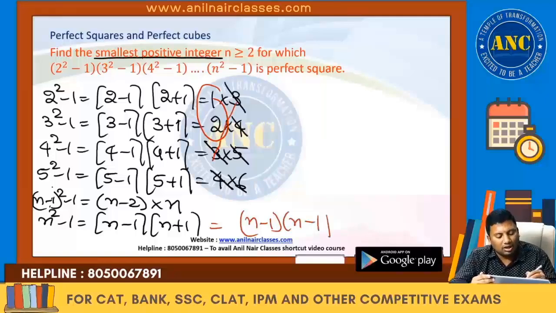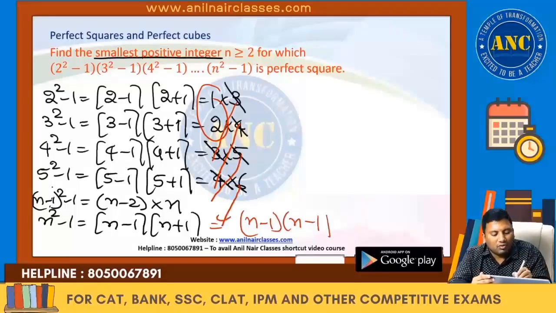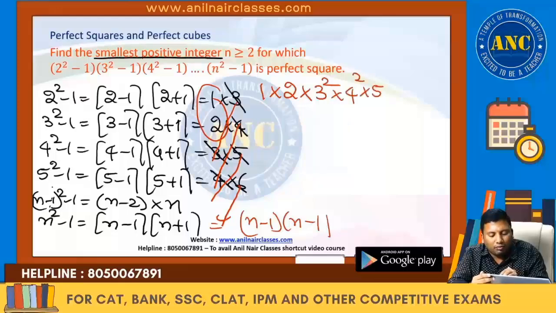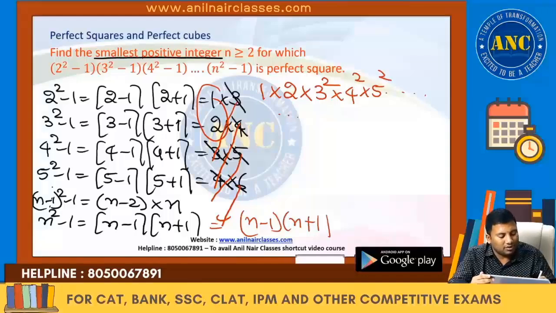3 into 3 is 3 square, 4 into 4 is 4 square, 5 into 5 is 5 square, like that. So what will be remaining is 1 into 2 into 3 into 3, 3 square, 4 into 4, 4 square, 5 into 5, 5 square. First 2 and last 2. First 2, n minus 1, n plus 1. First 2 and the last 2 will be remaining. This 2 and this 2 will be remaining.